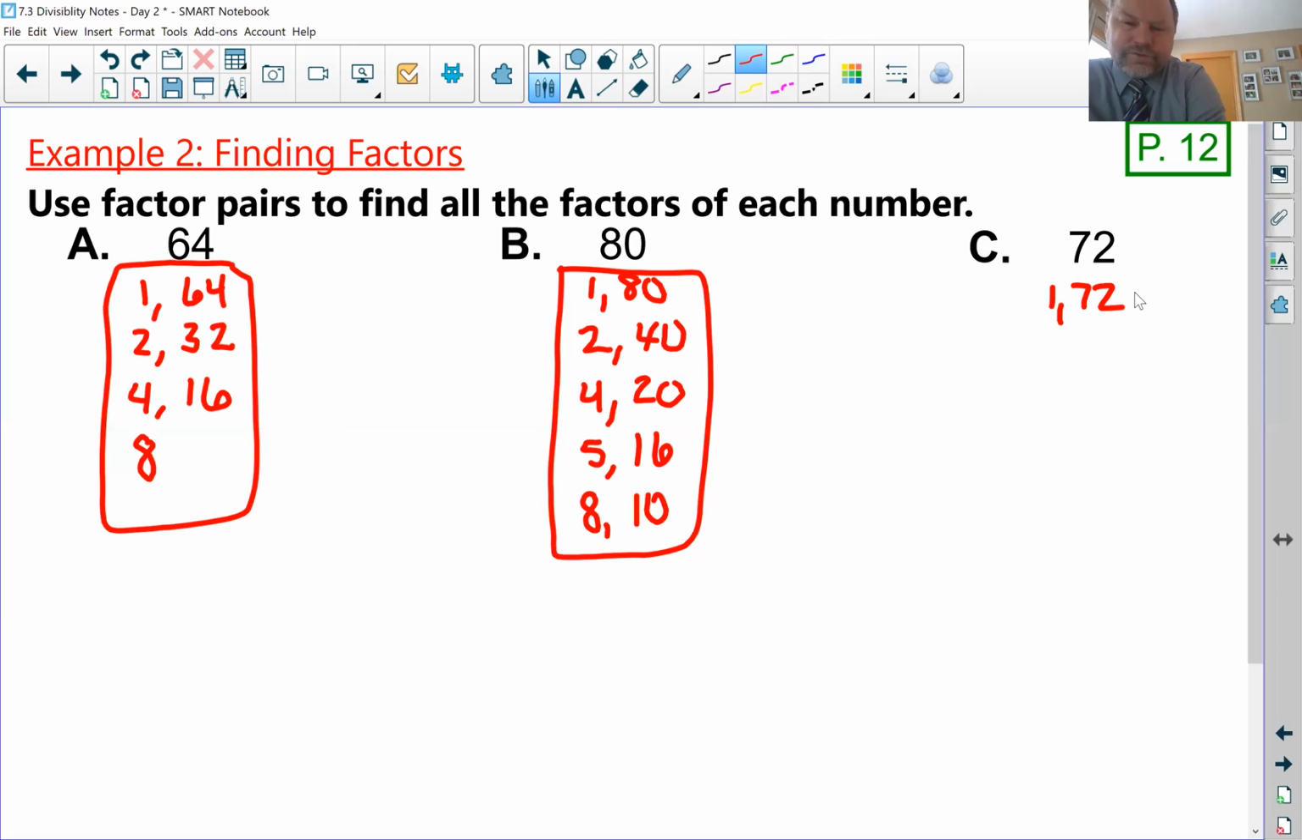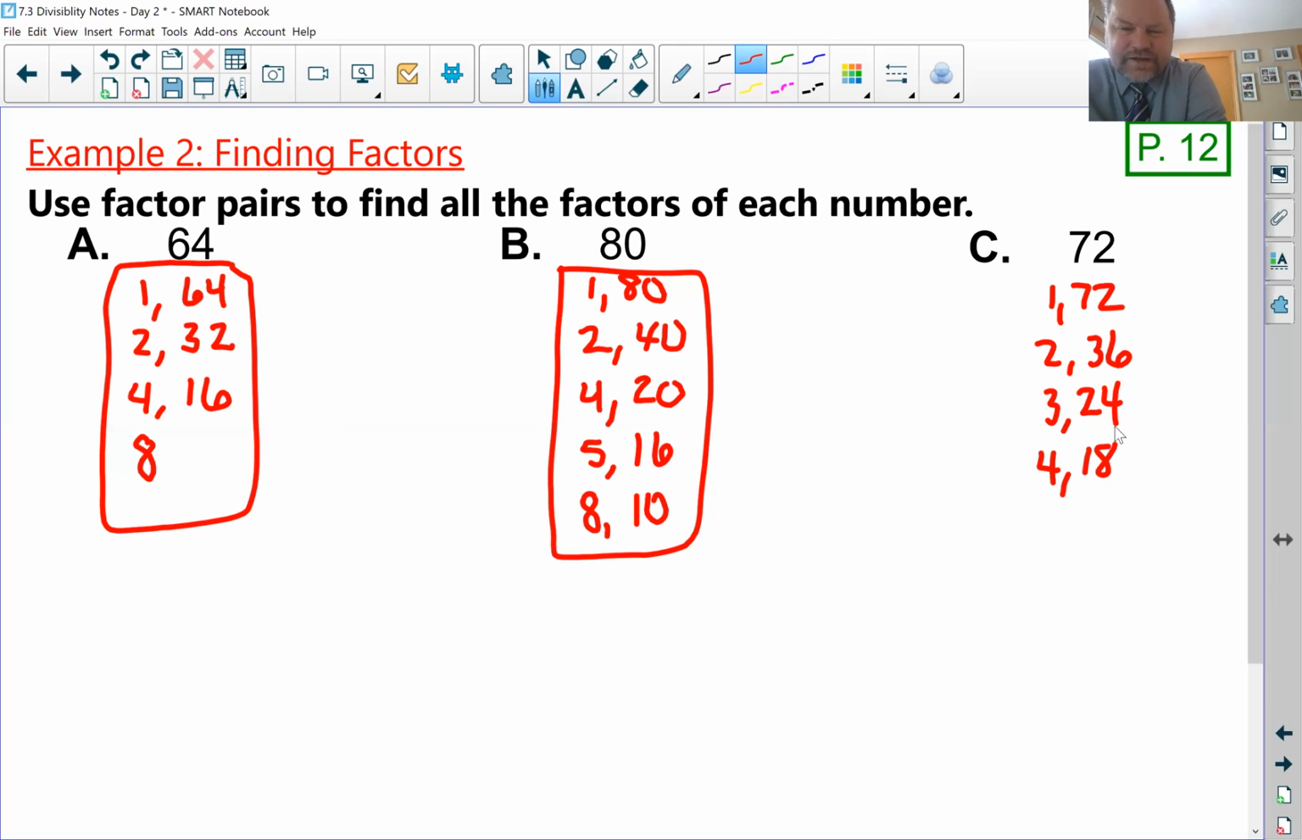One and 72. 72 is even, so 2 is a factor. 7 plus 2 is 9. 9 is evenly divisible by 3, so 3 is a factor. And 72 divided by 3 is 24. 4 divides evenly into 72, so 4 is a factor. 72 divided by 4 is 18.